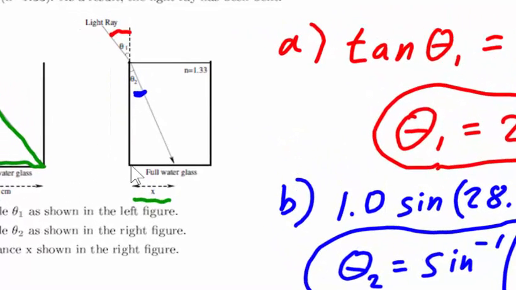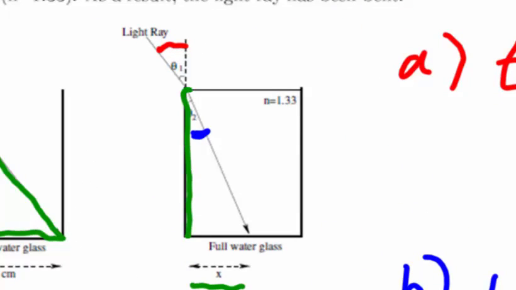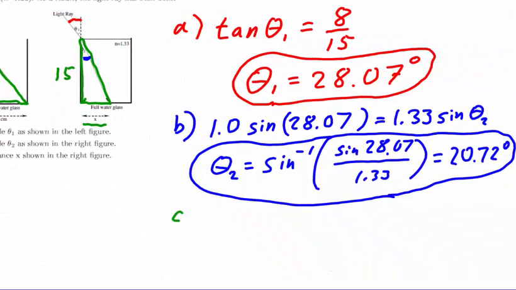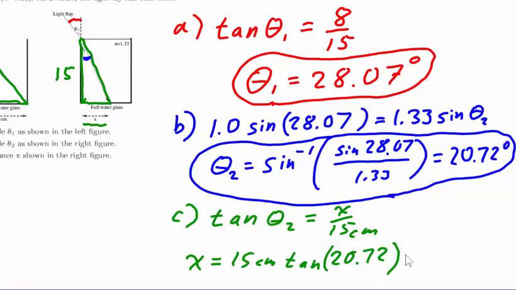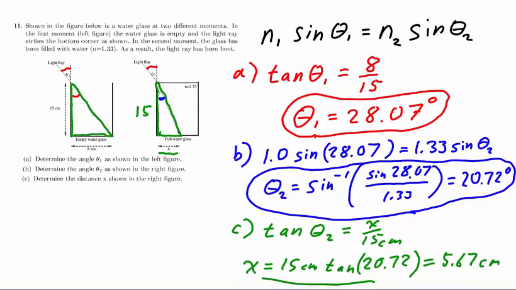Finally, for our last calculation, we return again to the figure, and we see that drawing a right triangle here, this right triangle includes the angles theta 2, x, and a side whose length is still 15 centimeters. Therefore, we recognize that the tangent of theta 2 is equal to x over 15 centimeters. And so plugging in the value of theta 2 that we had from the previous part of the problem, we get the result of 5.67 centimeters for x, and that completes our Snell's law analysis of the light ray entering the glass of water.